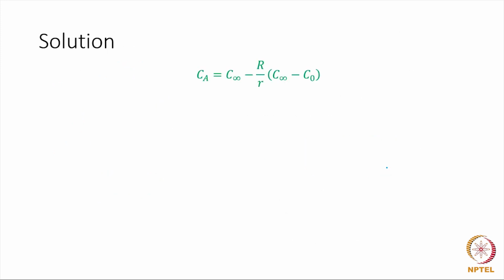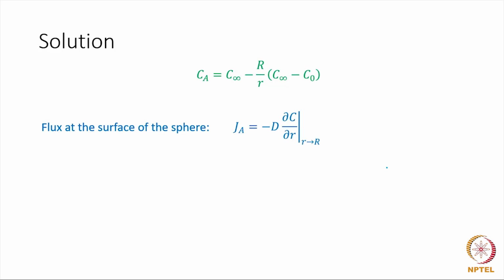Now the solution comes out quite straightforward as CA is equal to C infinity minus R by small r times C infinity minus C naught, which you can already see that at r equal to capital R will give you C naught, and at r equal to infinity, it will give you C infinity. And as also explained earlier, the concentration is going hyperbolic, that is with respect to 1 by r. That's how the variation is happening.